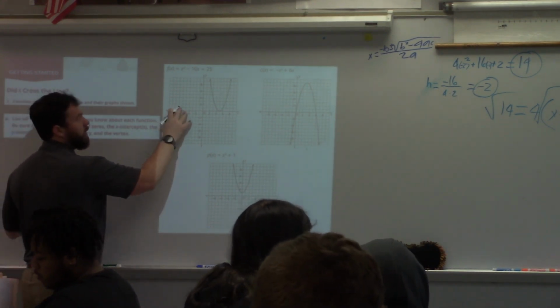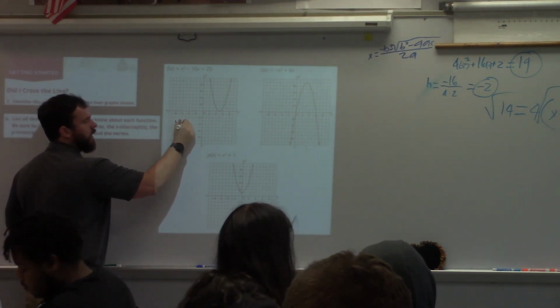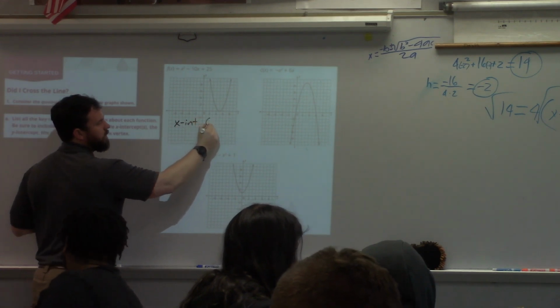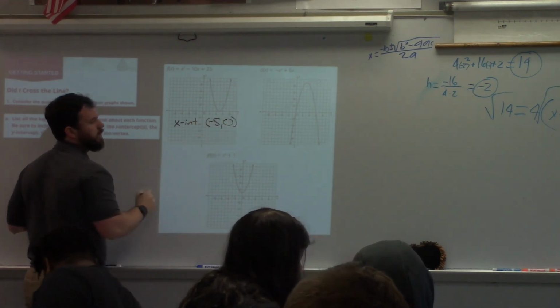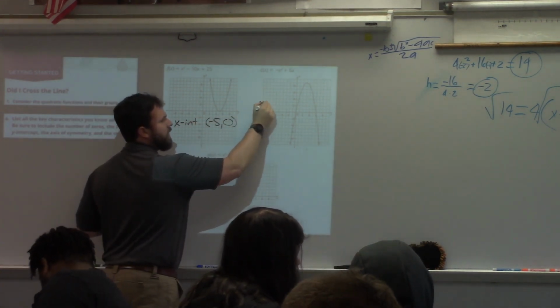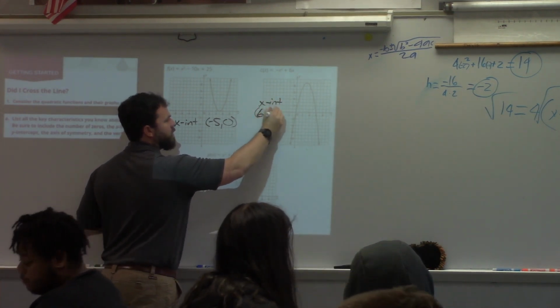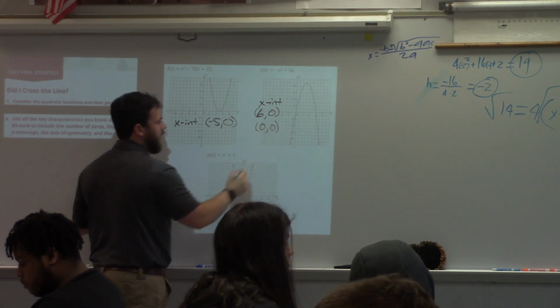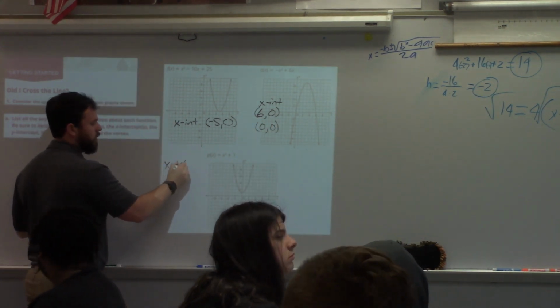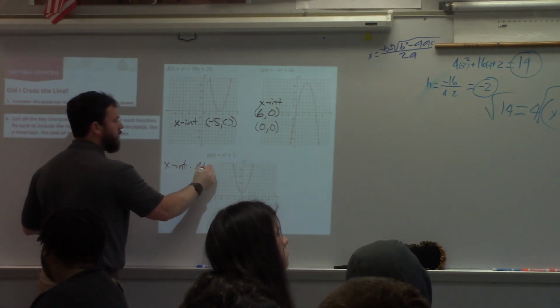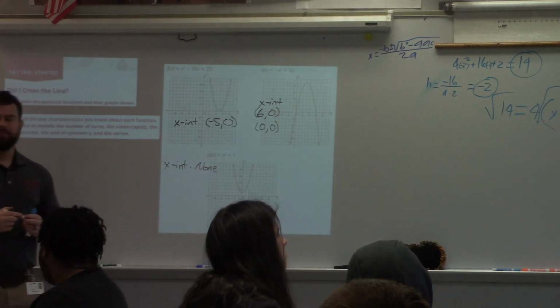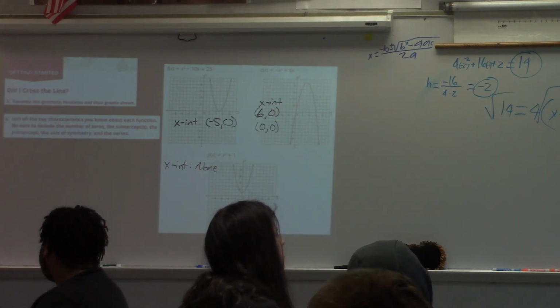So here with f of x, we said that there is an x-intercept at -5, 0. Over here, I think we said the x-intercepts were 6, 0 and 0, 0. And here the x-intercepts were none. But a key idea that we talked about is that those x-intercepts connect to what other words? What other ideas that we talked about?